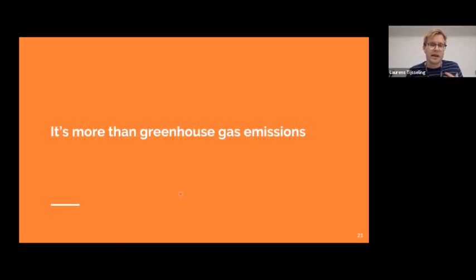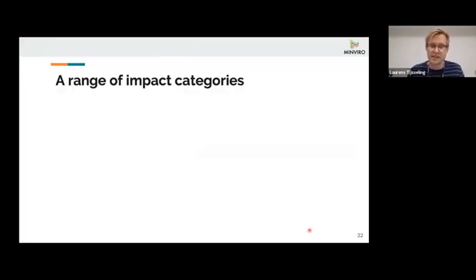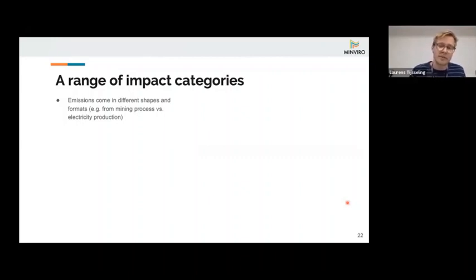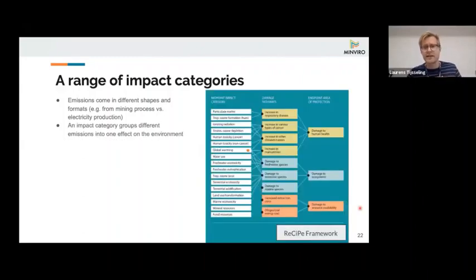I've talked a lot about the carbon footprint, but there's a lot more in life cycle assessment than just greenhouse gas emissions. Life cycle assessments allow you to quantify a range of impact categories, because emissions come in different shapes and formats. For example, the carbon footprint of mining processes or electricity production, but you also need to think about particulates, for example. There are a number of different frameworks that have been developed, which allow you to group an effect on the environment into one impact category.